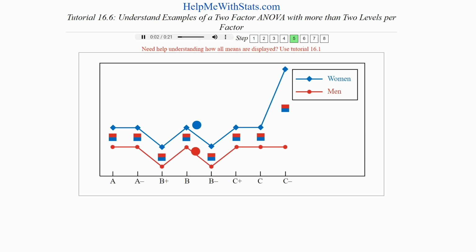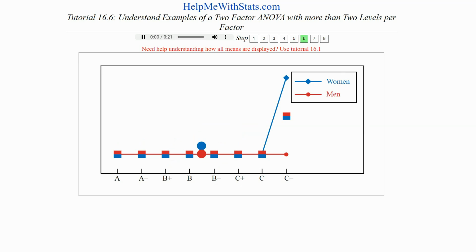This 2x8 ANOVA shows a main effect of gender because the mean of women, large blue circle, is higher than the mean of men, large red circle. There is a main effect of grade because the means of the different grades, red/blue squares, are not the same. There is an interaction because the lines are not parallel.